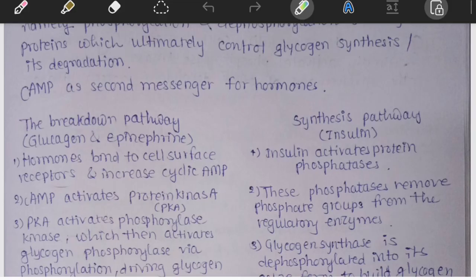There's a simple job: increase the blood glucose. How? By breaking down the glycogen. Here's the breakdown pathway for glucagon and epinephrine.